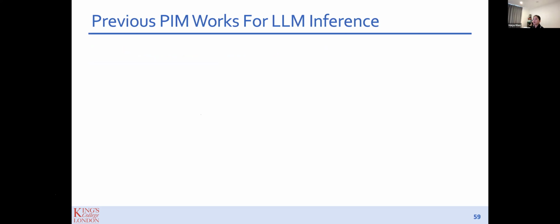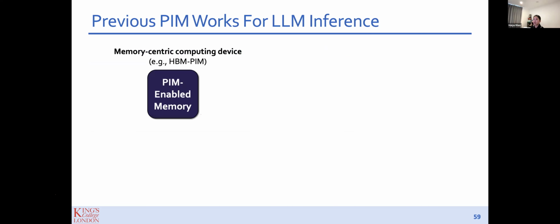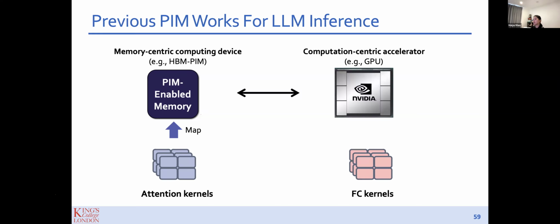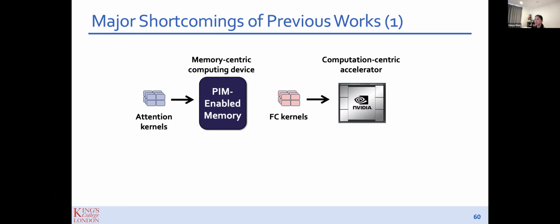So for previous PIM works for large language model inference, we have the memory-centric computing device. For example, we have PIM-enabled memory, also integrated with some GPU accelerator. In the previous works, they run the attention kernels on the PIM-enabled memory because they are mostly memory bound. And FC kernels they map to the computation-centric accelerator because it requires a lot of computation resources.